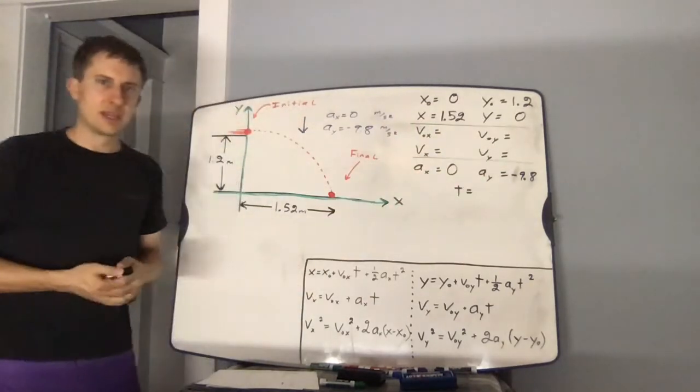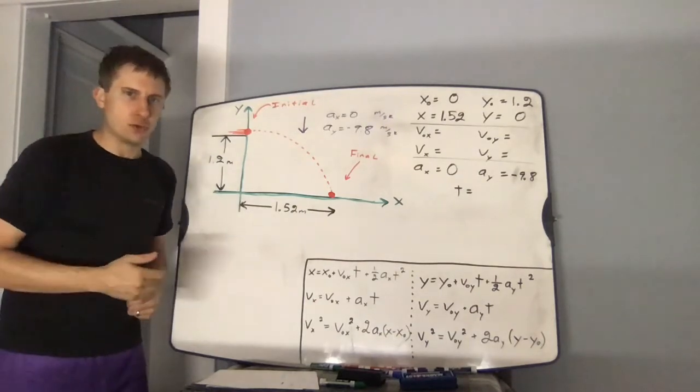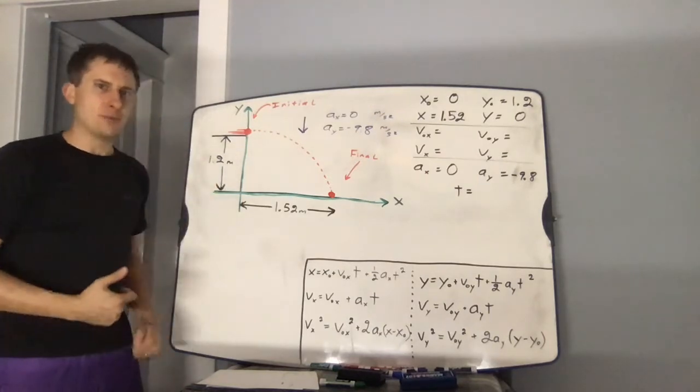So are there any other numbers we could plug in, either for any of the velocities or for the time? I'm going to say, take a minute, pause the video if you want, think about it, and we'll get back to this in a moment.